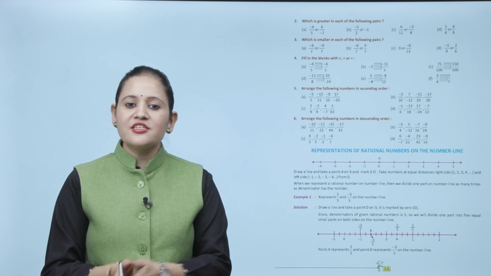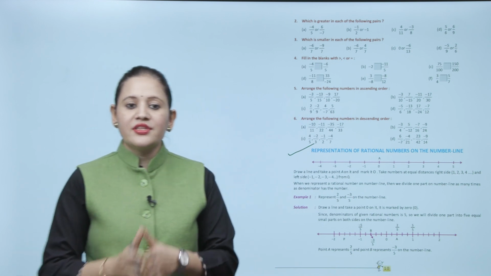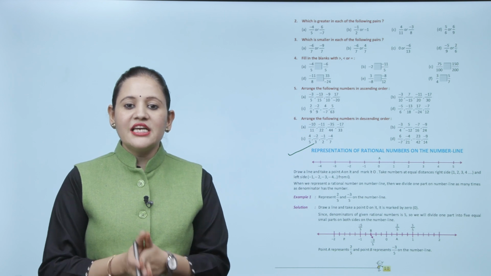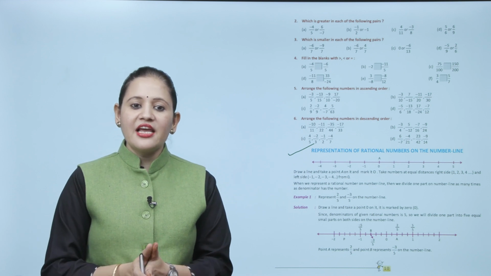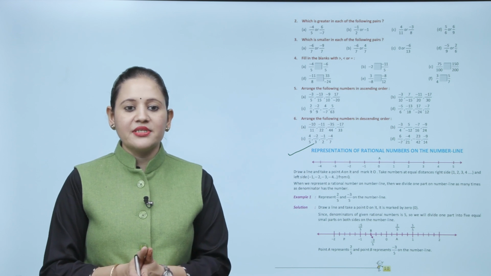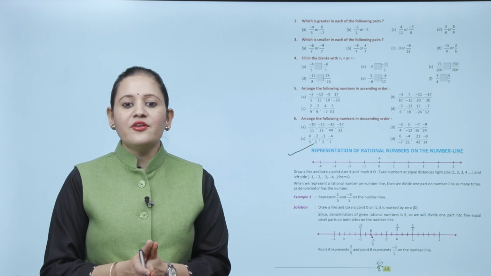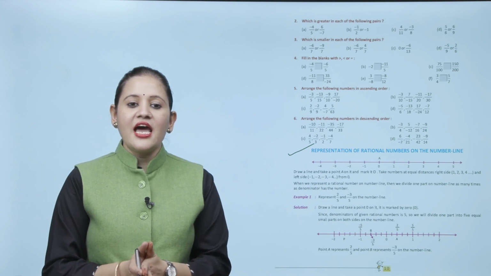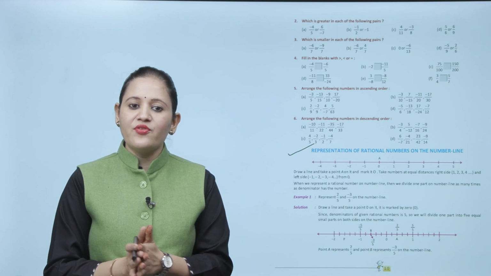Next is representation of rational numbers on the number line. For that, draw a line and take a point A on it and mark it 0. Take numbers at equal distance, on the right side 1, 2, 3, 4, all positive numbers, and on the left side minus 1, minus 2, minus 3, minus 4 and so on, all negative numbers. When we represent a rational number on the number line, then we divide one part of the number line into as many parts as the denominator has. We'll take an example. Represent 2 by 5 and minus 3 by 5 on the number line.